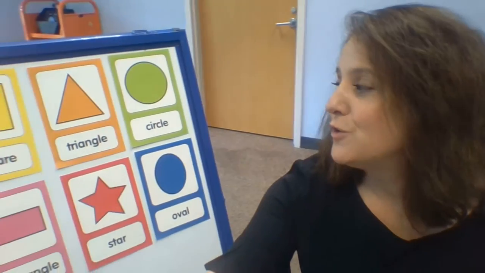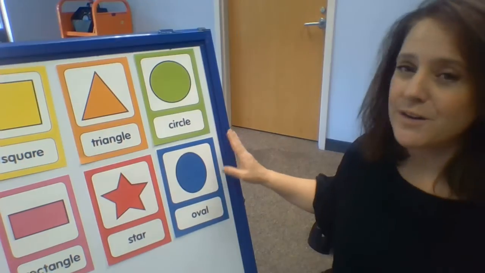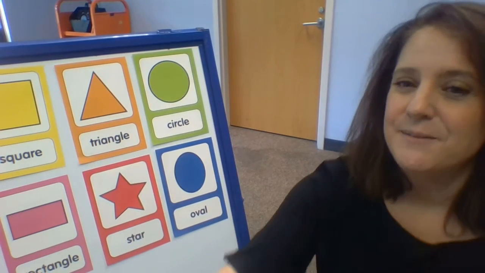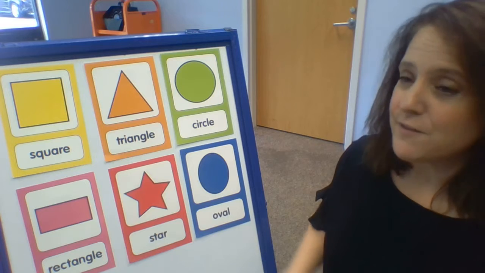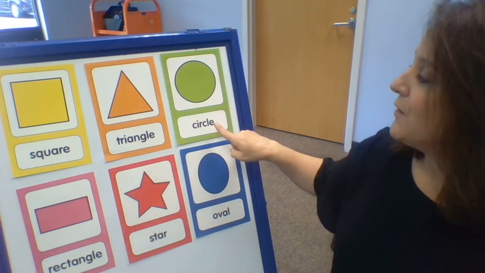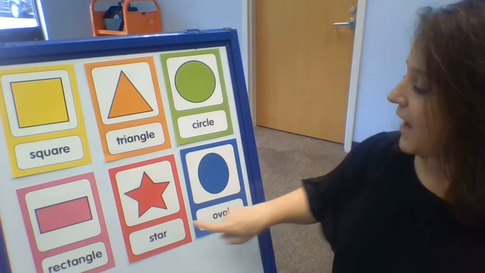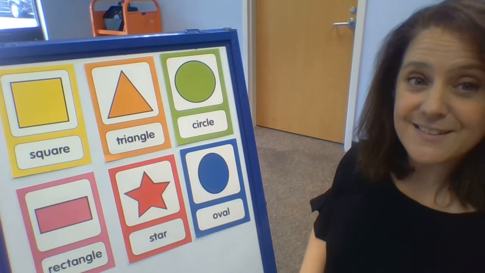Thank you for joining me. I'm glad to see you again for story time. Like I said, we're going to be talking about shapes. So I am going to show you my board with different shapes on it, and we're going to take a look at them together. So we have 6 different kinds. 1, 2, 3, 4, 5, 6. Let's see what they are.